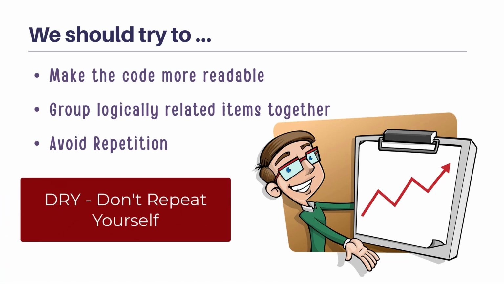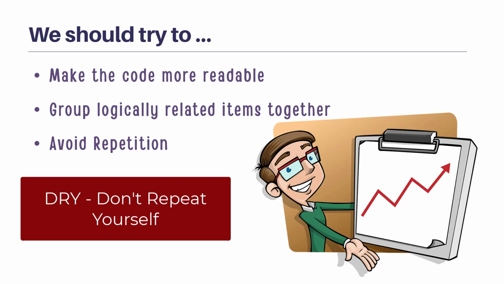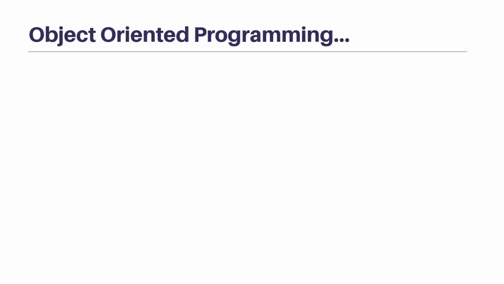And the third goal is basically the DRY principle: Do not repeat yourself. Try to avoid repetitions in the code. So what is the best way to achieve these goals? And the answer is using object-oriented programming.